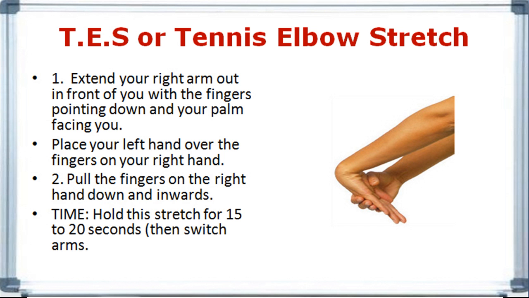Well, first off, for tennis elbow, we have the TES, or tennis elbow stretch. Now, the way you execute this stretch is first you extend your right arm out in front of you, with the fingers, this is important, pointing down and your palm facing you. Next, place your left hand over the fingers on your right hand. Then pull your fingers on the right hand down and inwards towards your body, all while keeping your arms straight.